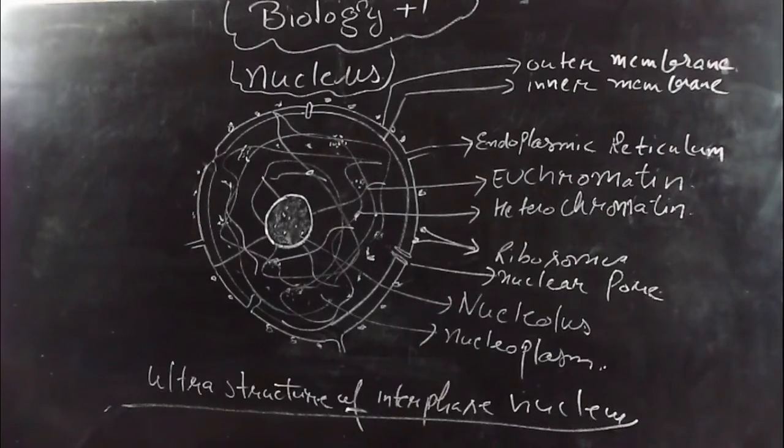Next point, chromatin fibers are distributed throughout the nucleoplasm, but they are differentiated into two regions: euchromatin and heterochromatin.